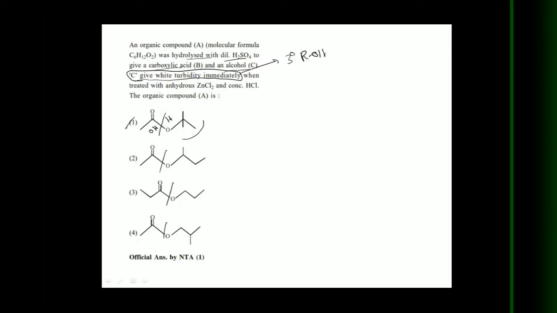So a tertiary alcohol can give the white turbidity immediately. It is nothing but the Lucas test for distinguishing alcohols. And you know that primary alcohols follow the SN2 mechanism with the Lucas reagent, and secondary and tertiary alcohols follow the SN1 mechanism with the Lucas reagent.